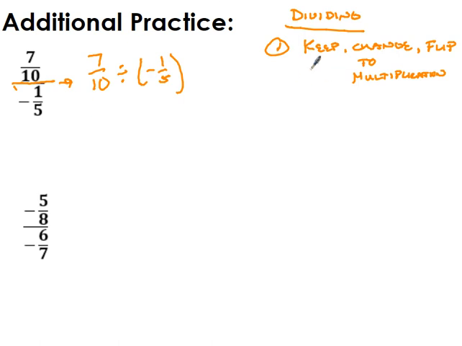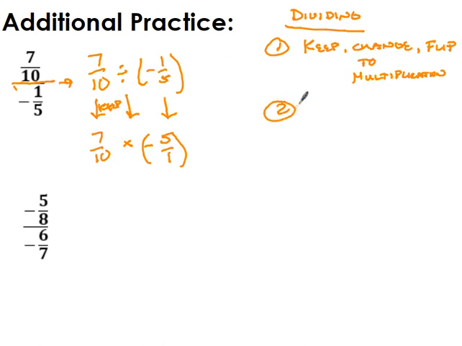I'm going to follow the step of keep, change, flip, and change it to multiplication. So what I mean by that is this is the keep. I'm going to keep my first fraction as 7/10. I'm going to change my division to multiplication, and I'm going to flip the second fraction to negative 5 over 1. What this is called is multiply by the reciprocal. The reciprocal is a fraction flipped around.